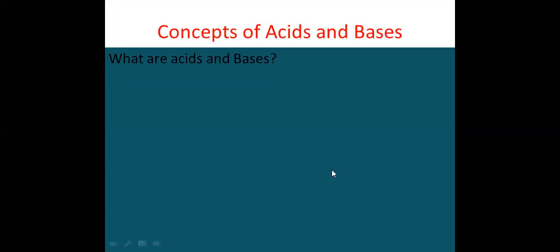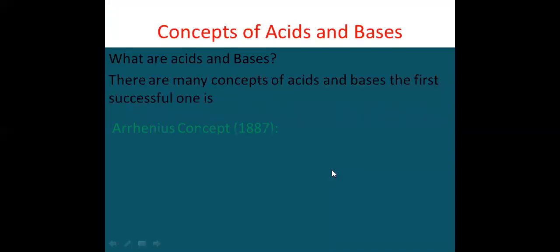Concepts of acids and bases. There are various concepts about acids and bases. The first successful one is the Arrhenius concept, presented in 1887.